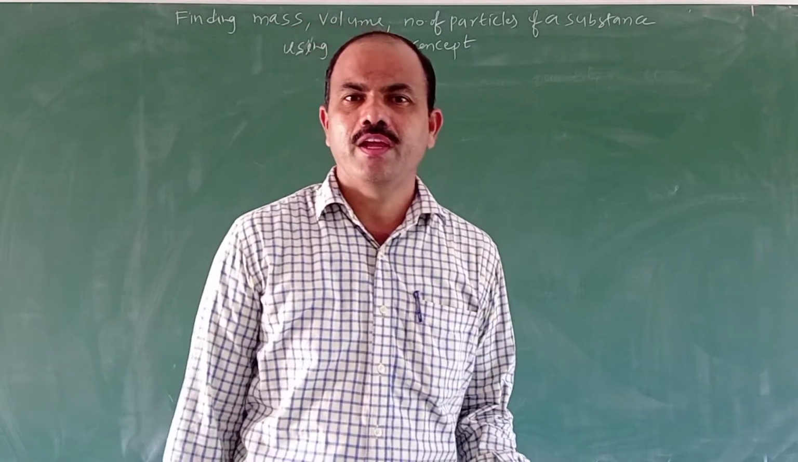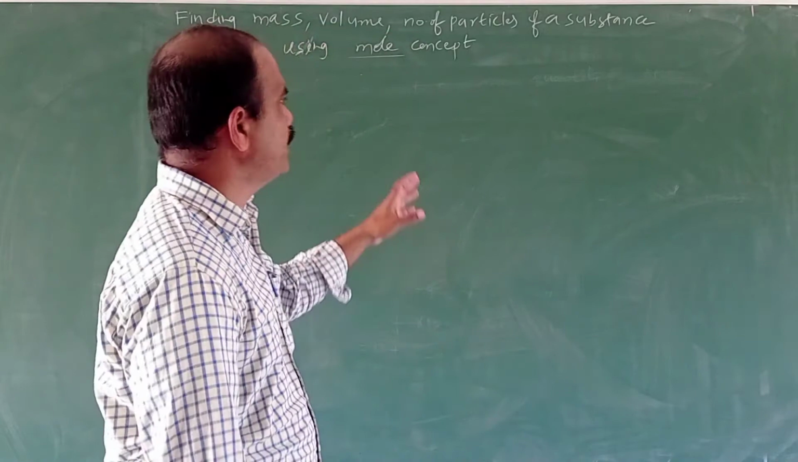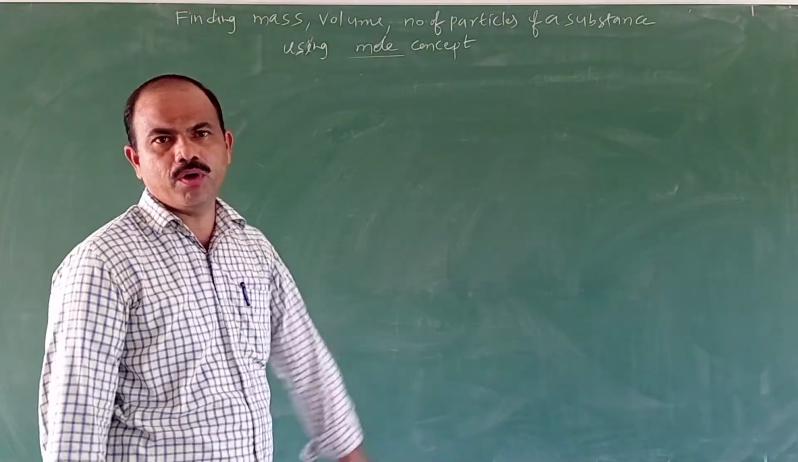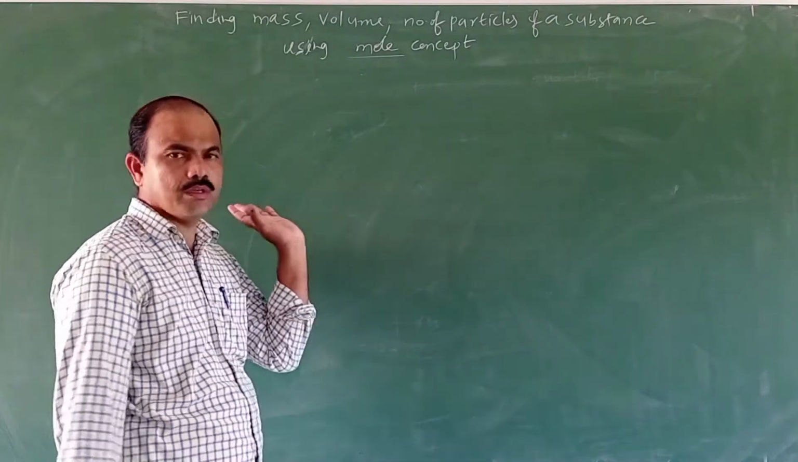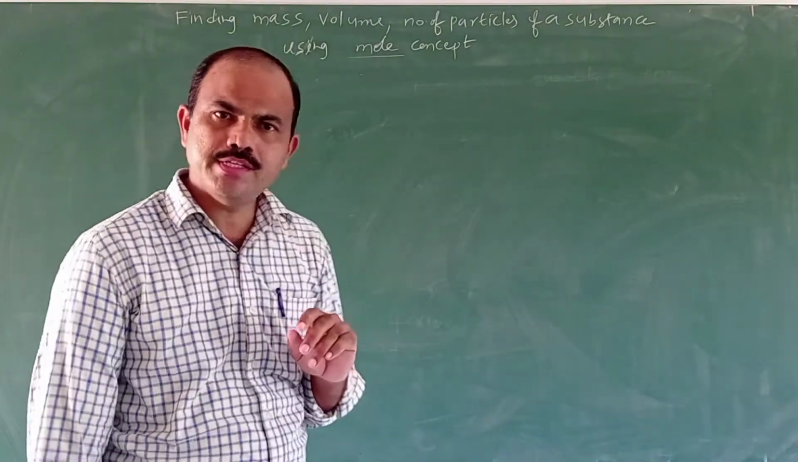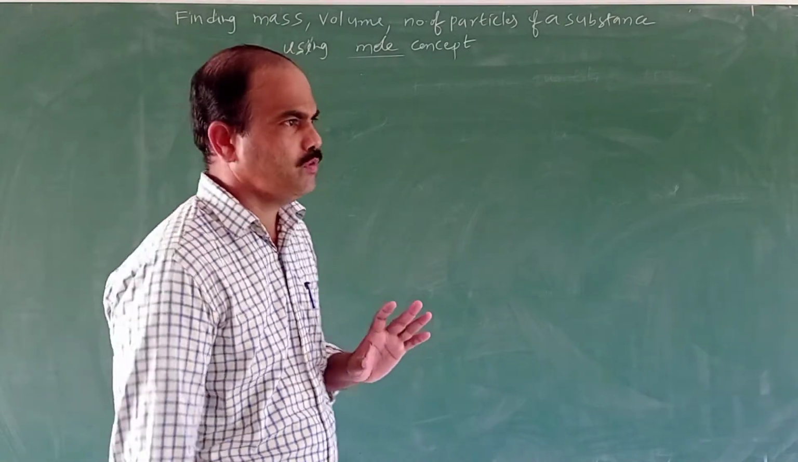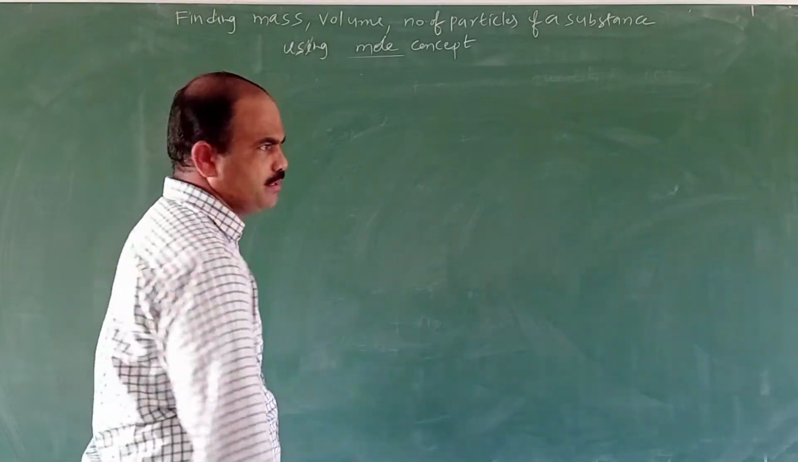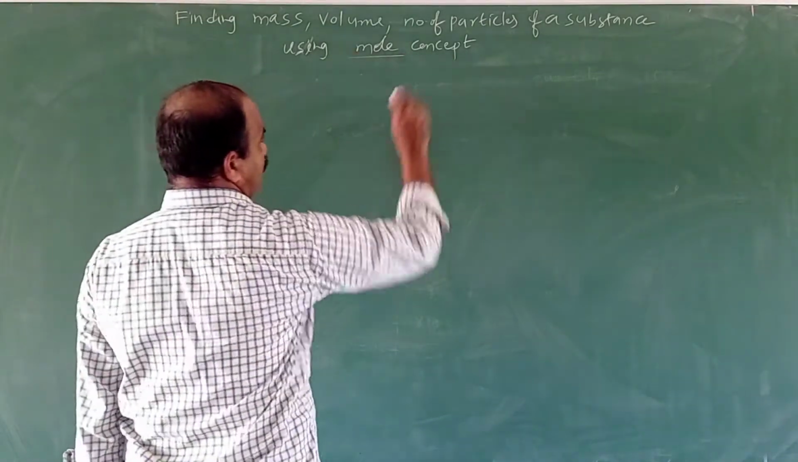Hello children and viewers. Today I am going to explain how to find the mass, volume and number of particles of a substance by using the mole concept. If a chemical reaction is given, to find the volume, mass and number of particles, first we have to know the mole concept.